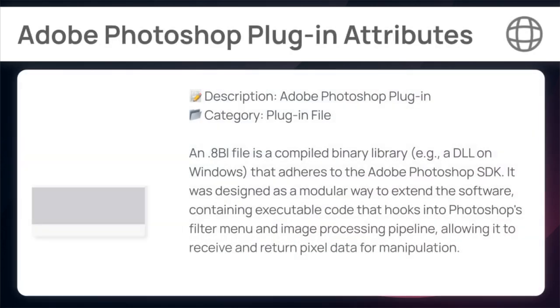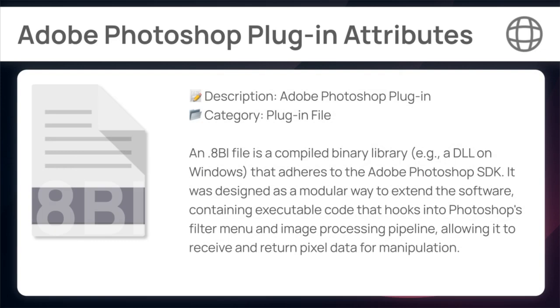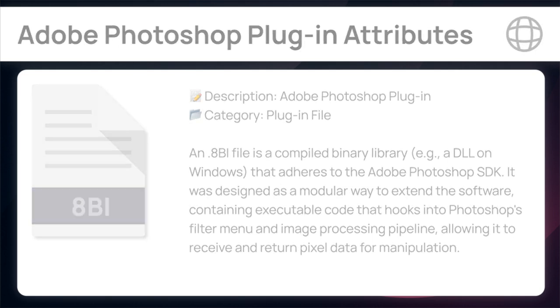An 8BI file is a compiled binary library, e.g., a DLL on Windows, that adheres to the Adobe Photoshop SDK. It was designed as a modular way to extend the software, containing executable code that hooks into Photoshop's filter menu and image processing pipeline, allowing it to receive and return pixel data for manipulation.